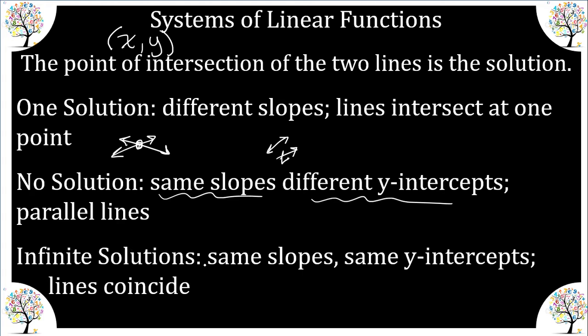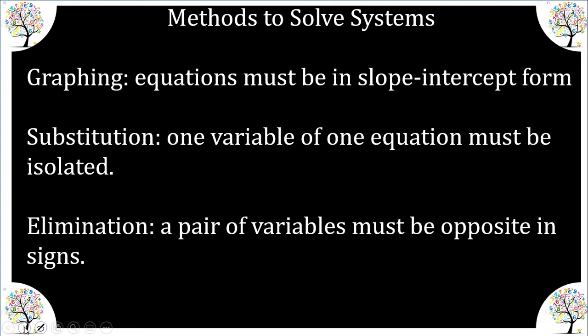When we have infinite solutions, we have lines that coincide with one another, meaning that every point lies along the point of the other line. They have the same slope and the same y-intercept. So we have one solution, no solution, and infinite solutions.